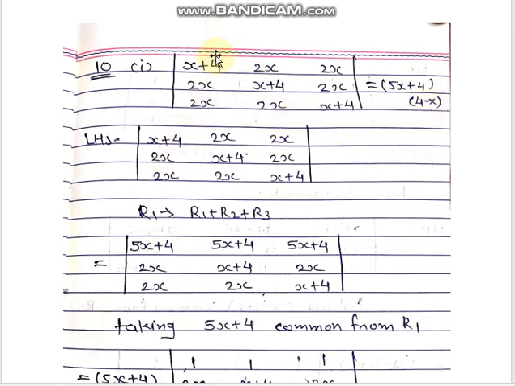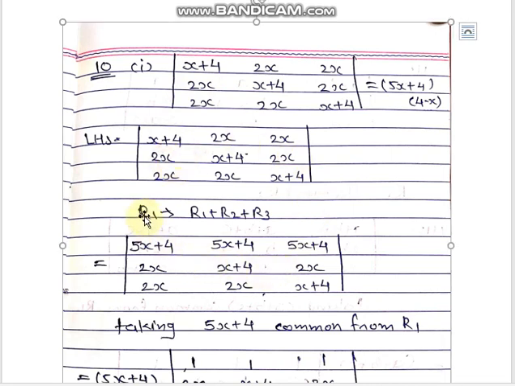So let us observe here, 4 minus x, we don't have any clue here, but for 5x plus 4, if I add all this row, why? Because 2x plus 2x, 4x plus x will be 5x. So adding all the rows, R1 plus R2 plus R3 will give you 5x plus 4. So now taking 5x plus 4 common from the R1.